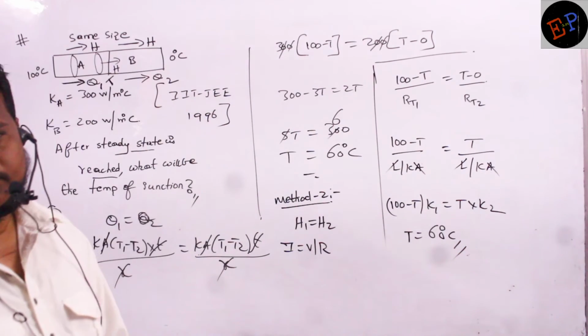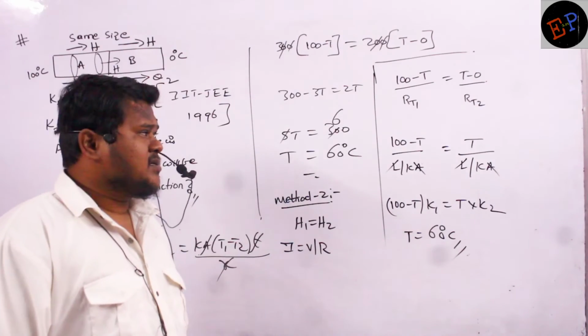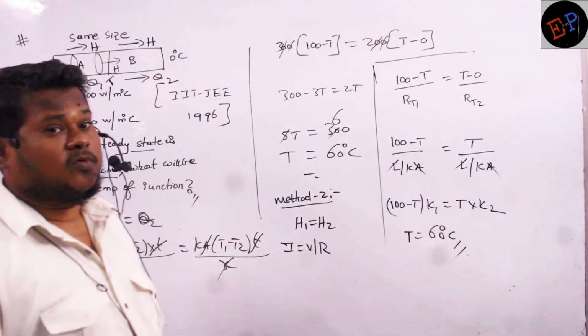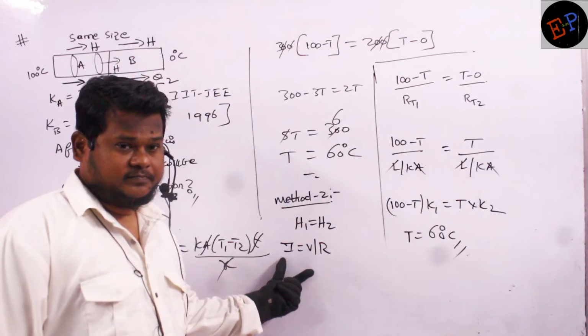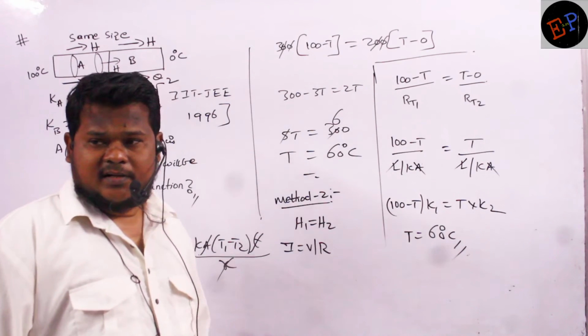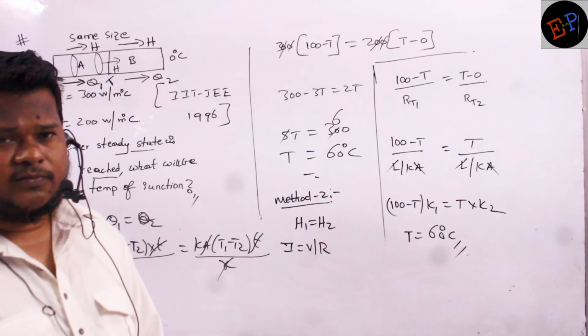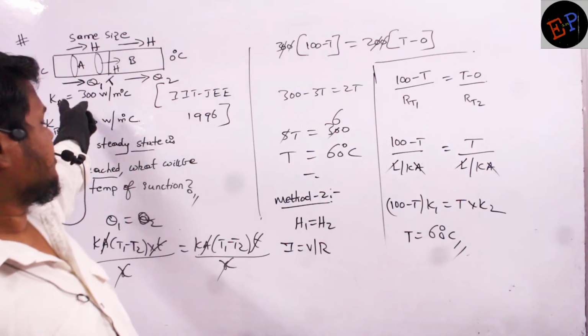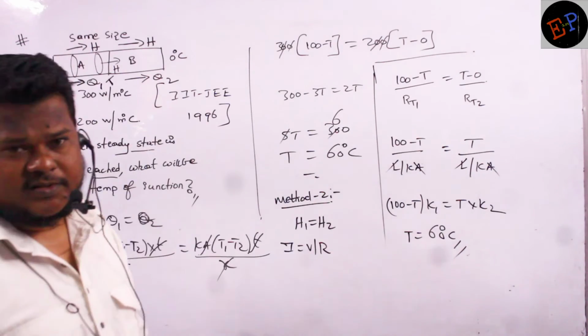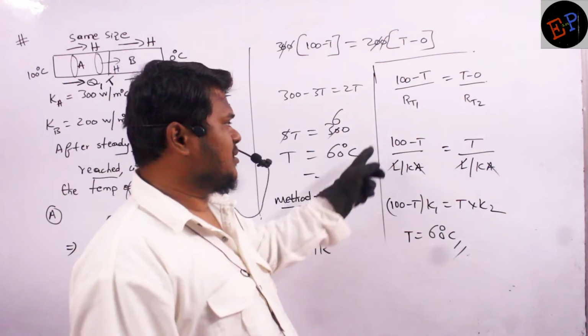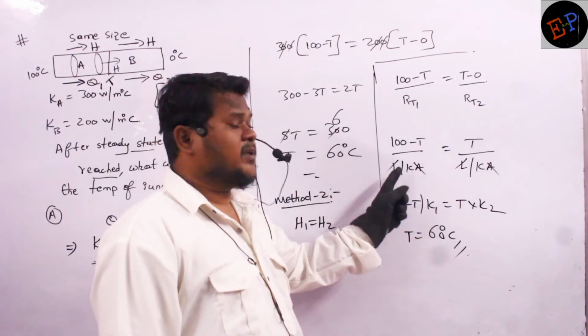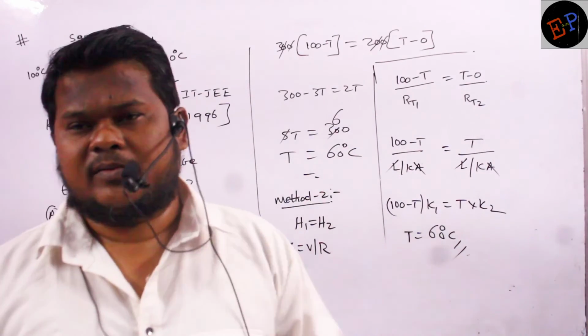So what is the second method we have adopted? We have adopted Ohm's law, I is equal to V by R. Because they are connected in series, the same current should flow. So the current flowing in the first rod and the current flowing in the second rod are both the same. And we know the formula of thermal resistance, R is equal to L by K into A. Just we have applied it.